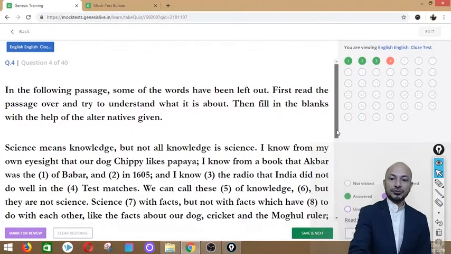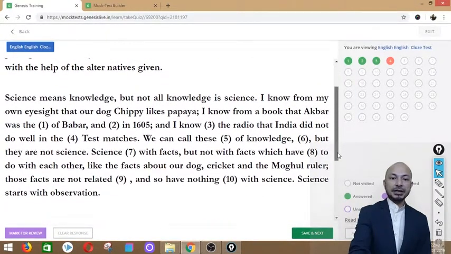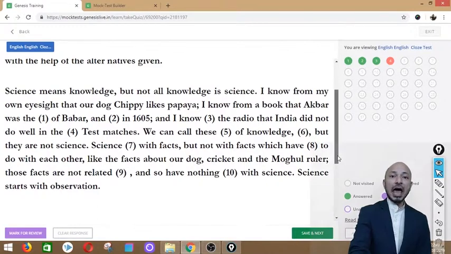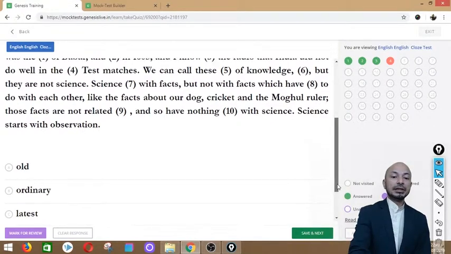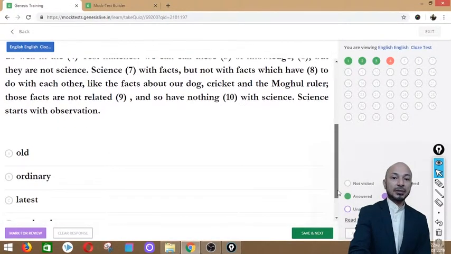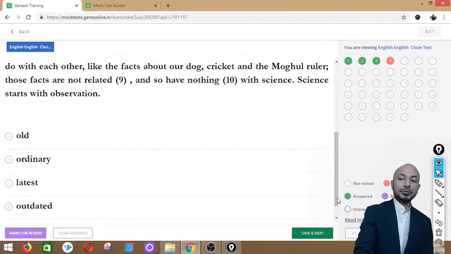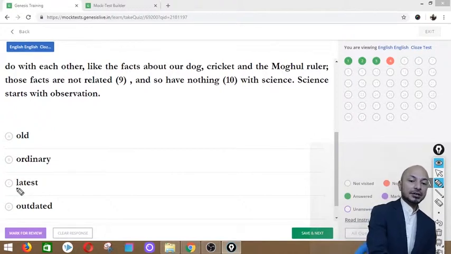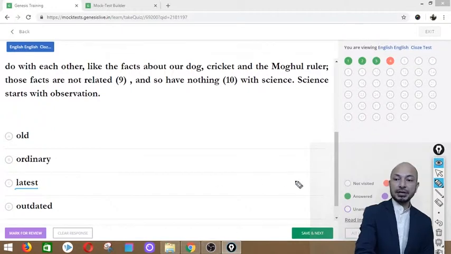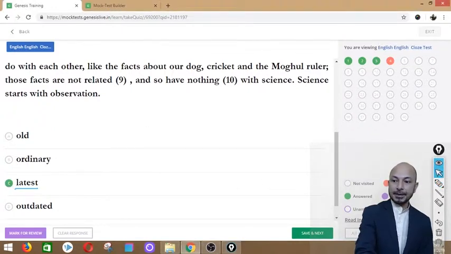So we come to number 4, and I know from the radio that India did not do well in the dash test matches. And let's look at the options they've given here. They are old, ordinary, latest, and outdated. And among all of these, the right option is option C, which says, and India did not do well in the latest test matches. So we go and click on option C, and then say save and next.